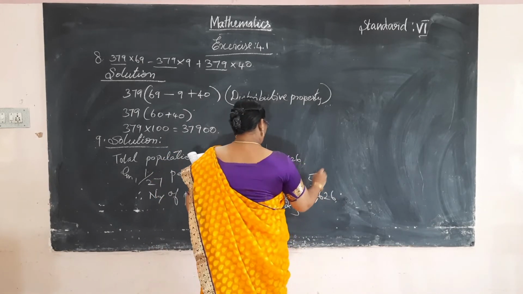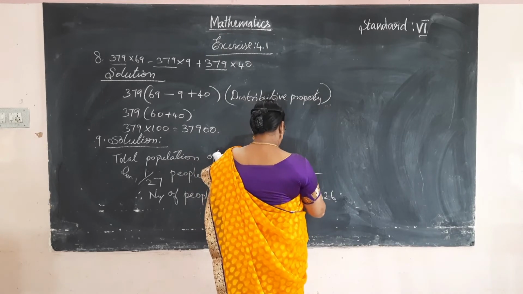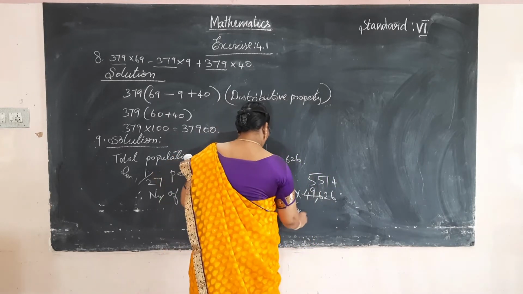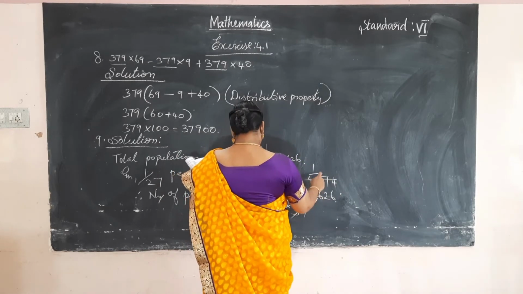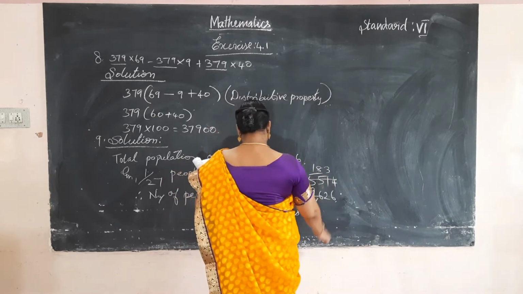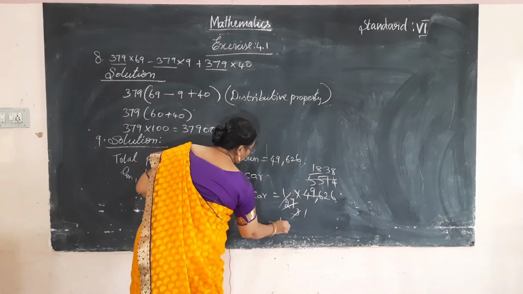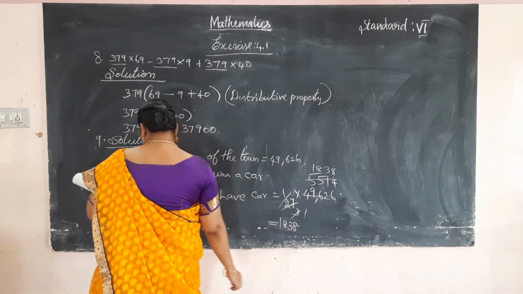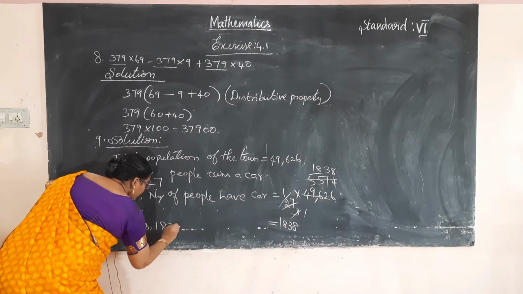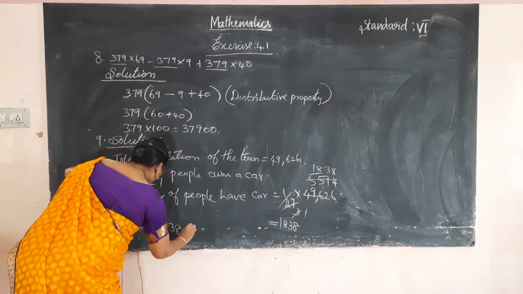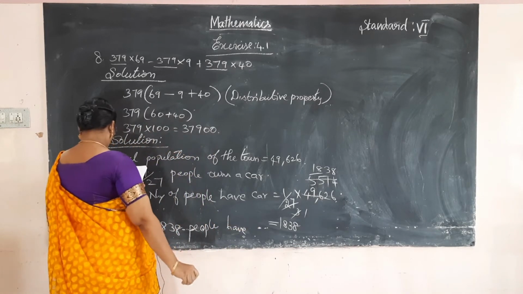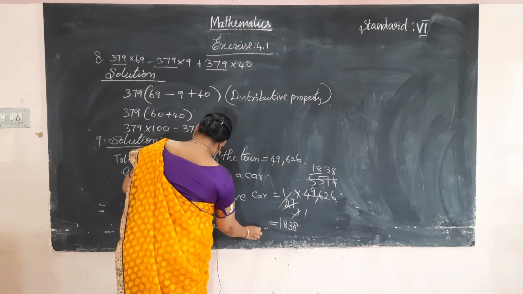Again, 9 fives are 45, remaining 1, 4, and then it cancels in the 3 table: 3 ones are 3, remaining 2, 3 eights are 24, remaining 1, 3, 3 threes are 9, remaining 2, so 3 eights are 24. So the answer is 1,838 people own a car. Thus 1,838 people have cars.